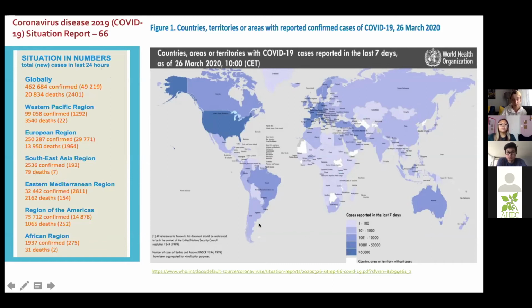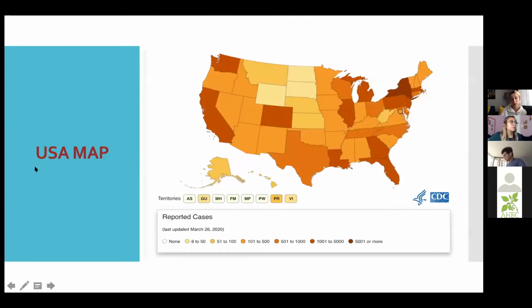No, clear. This is the US map. I wanted to show you how it affected and spread in the US. You can see here dark color, dark red, I would say. And this is New York State, affected the most, meaning it has 5,000 or more cases. Then it goes to Washington State and California. Hawaii, so far, we are under 51 to 100.